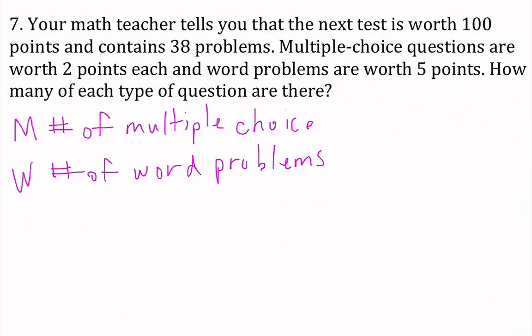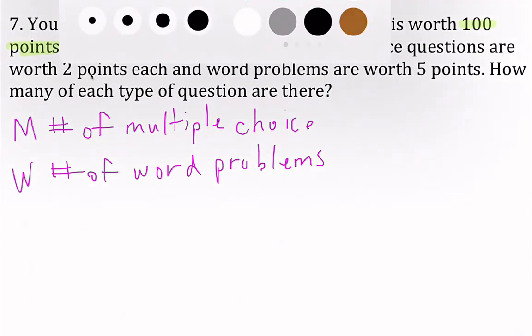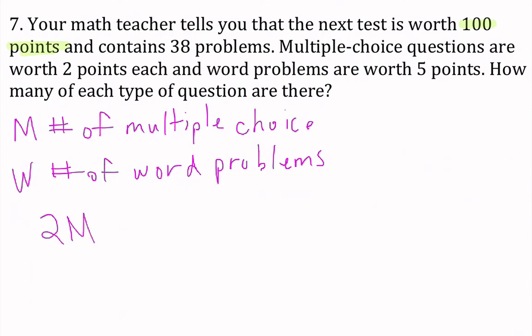Okay, so we need to find totals in here. So I could write my two equations. The first total I see is the total number of points we can get on this test. So we can get a total of 100 points. But do you get the same number of points for a multiple choice as you do a word problem? No. It tells me here that multiple choice are 2 points each. So I know that I'm going to get 2 points for every multiple choice, plus I know I'm going to get 5 points for every word problem, equals the total number of points. Notice, points go with points. All right, so now we're done with the total number of points.